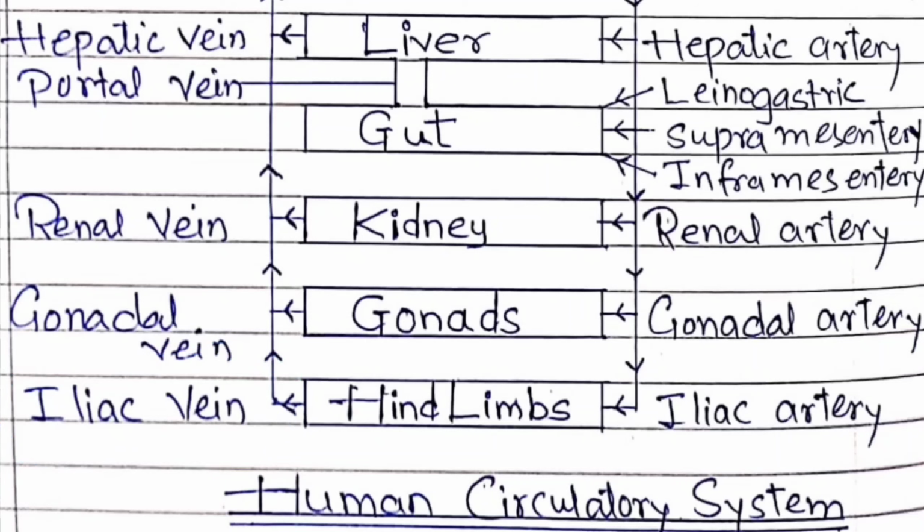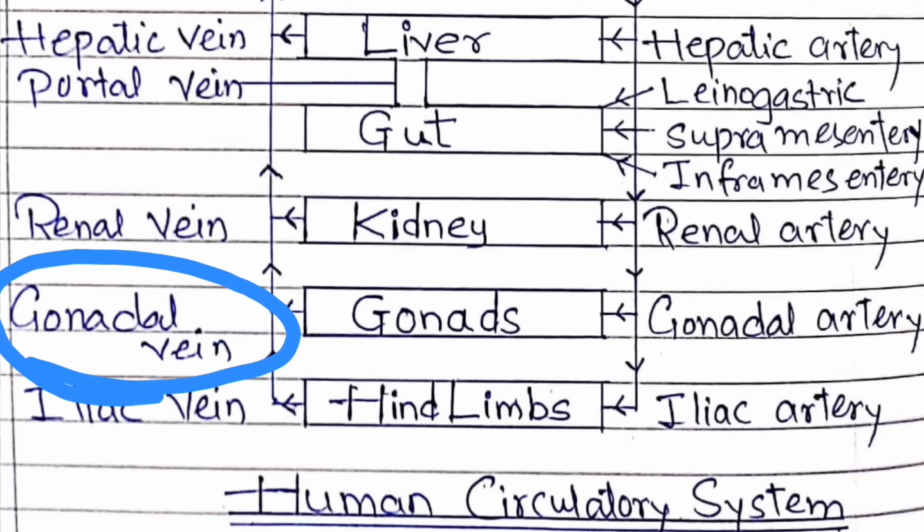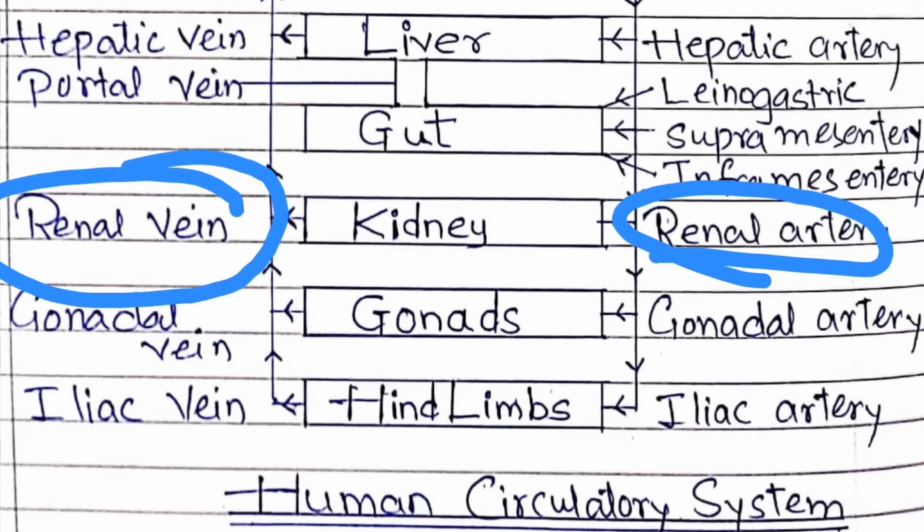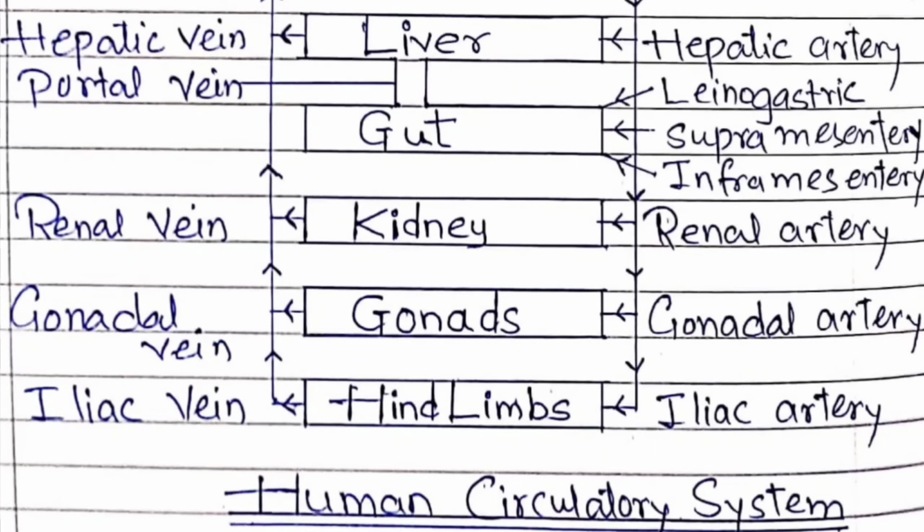Same as with the artery: the iliac artery was supplying the blood to the hind limbs, and now the iliac vein is collecting the blood from the hind limbs. Now, dealing with the gonads, the name is the same as the gonadal artery. It is the gonadal vein which is collecting the blood from the gonads. Same with the kidney: it was the renal artery supplying the blood to the kidney, and now it is the renal vein collecting the blood from the kidney.